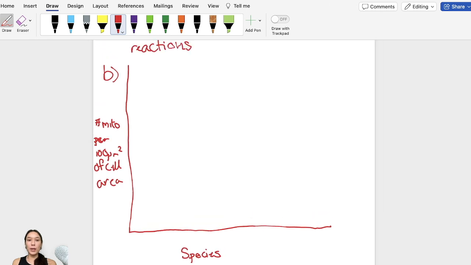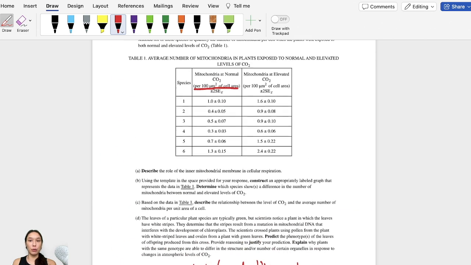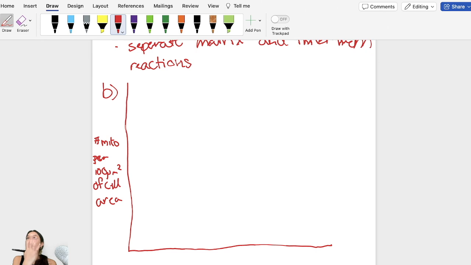Now, for the way that I want to do this, notice how I didn't put number of mitochondria for our two conditions, so for normal CO2 and for elevated CO2. Now, what many people may think they want to do is a line graph or a dot plot. That is not going to be the best way to do this because you're looking at two separate conditions for separate species. So your species are going to line up here. I believe there's 6 of them: 2, 3, 4, 5, 6. And you have 2 measurements for each.